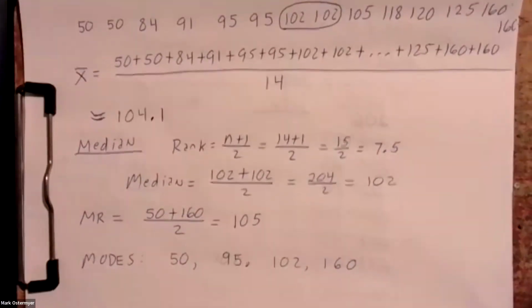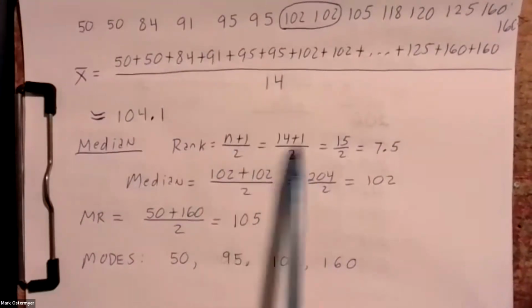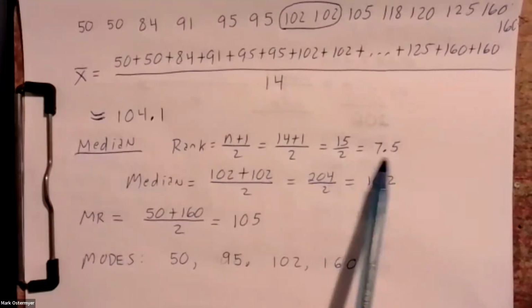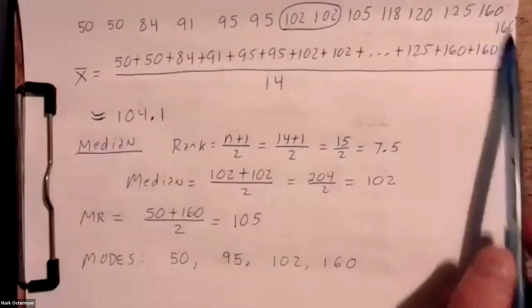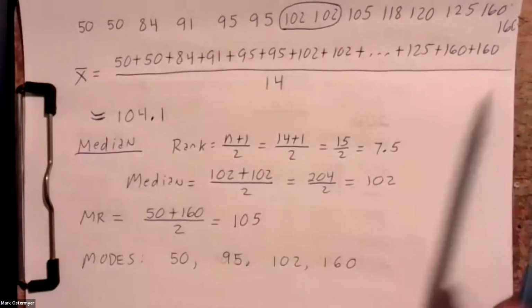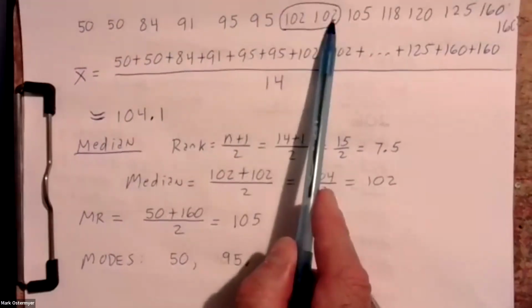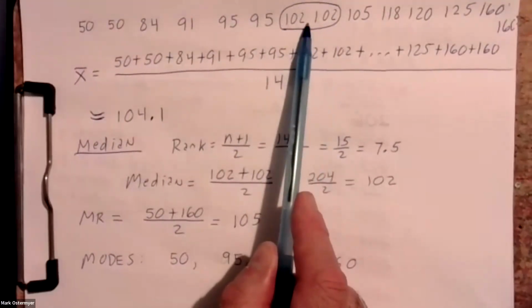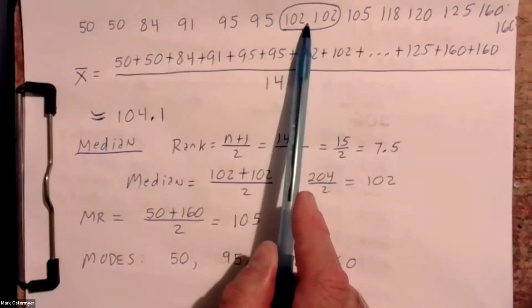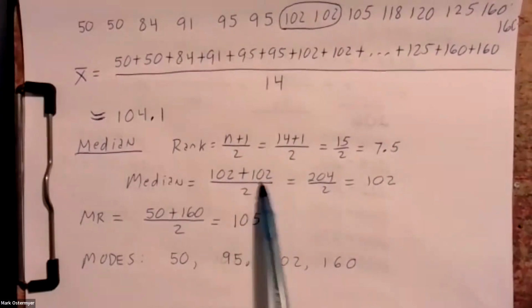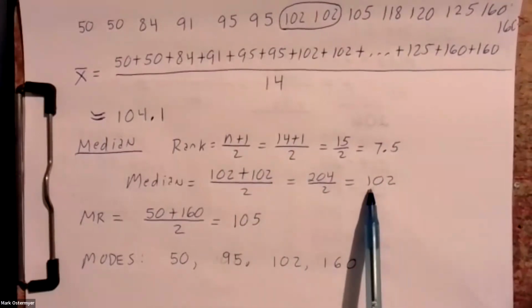All right, the median. I computed the rank of the median value. 14 plus 1 divided by 2 is 7.5. So the data point that measures 7.5 in rank would be the median. I sorted all my data and counted up 7.5 ranks: 1, 2, 3, 4, 5, 6, 7, 8. Rank 7.5 is between rank 7 and 8, which is the middle value between 102 and 102, which is the average of 102 plus 102, which is 102. That would be your median value, 102.